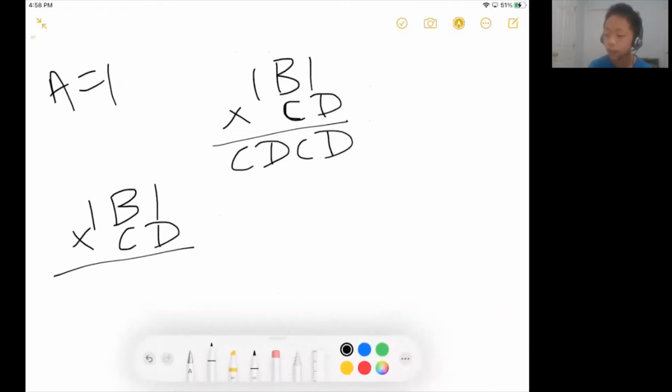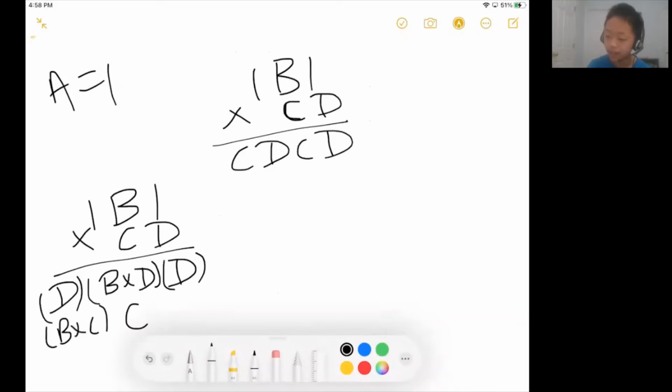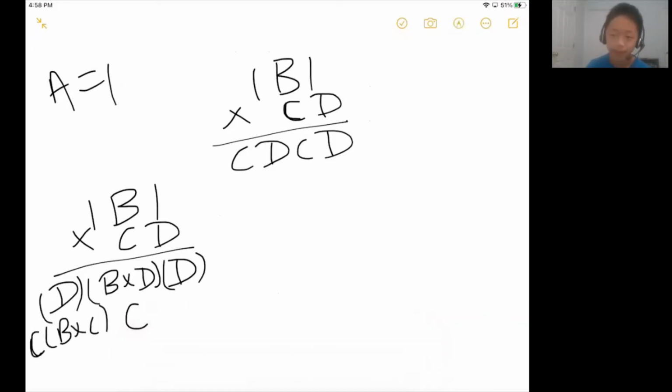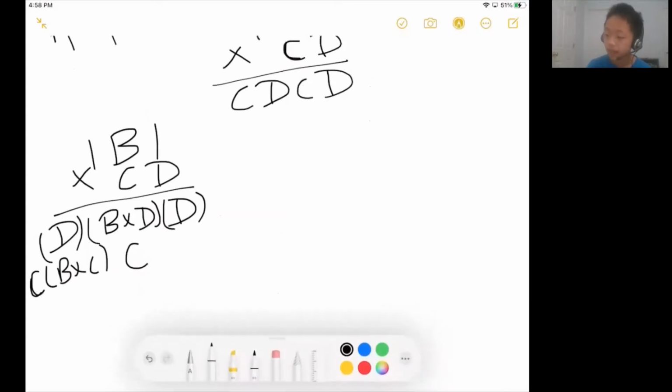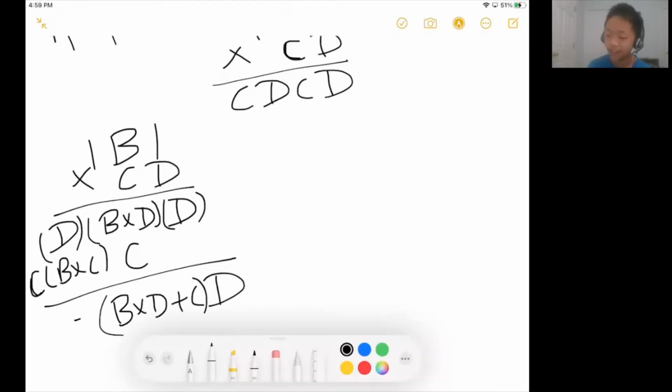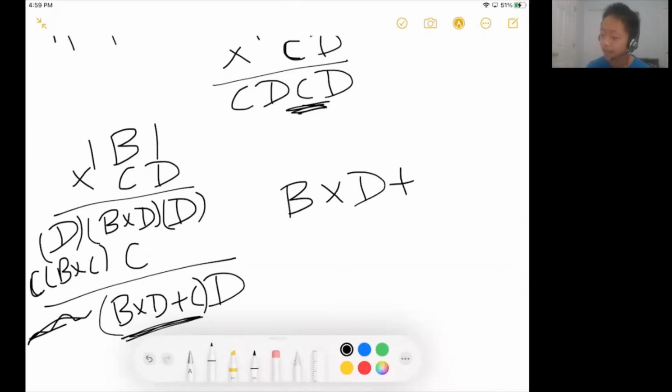1B1 times CD. If we were to do the multiplication, we would get D, B times D, D, and we would have C, and B times C, and C. So this is how normal multiplication would work. And then we would add these two. So we get D, we have B times D plus C, and then other stuff over on the left, but we don't care about that. So we see this digit here has to equal C, right? So we have B times D plus C has to equal C. So we get B times D has to equal 0.